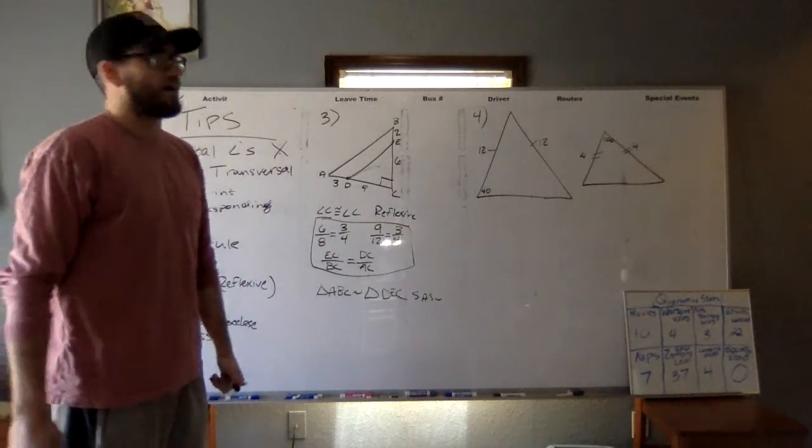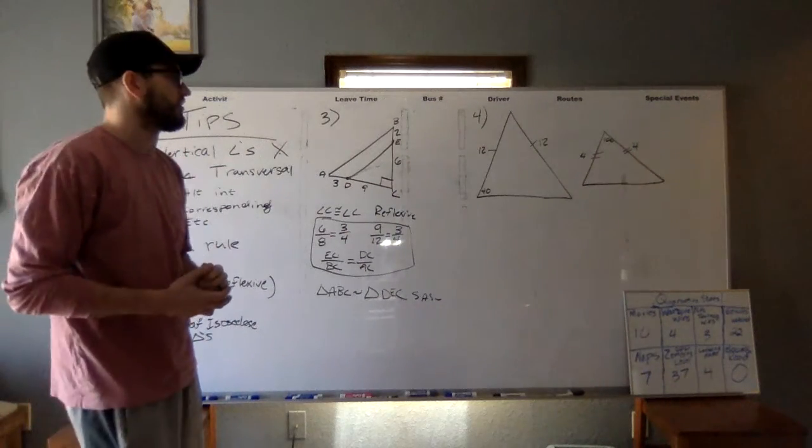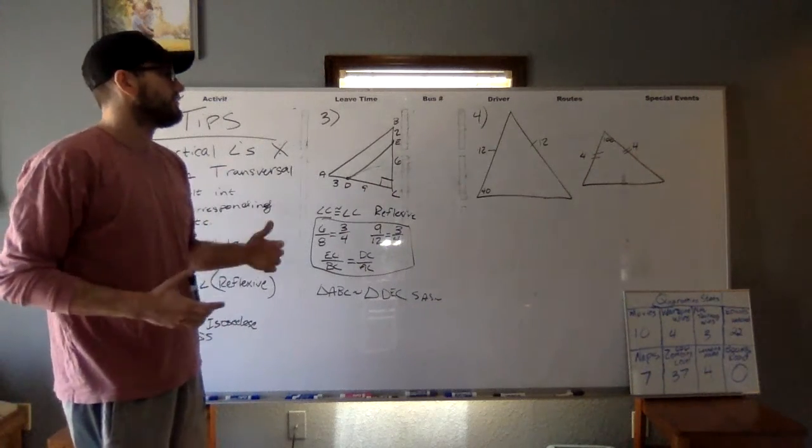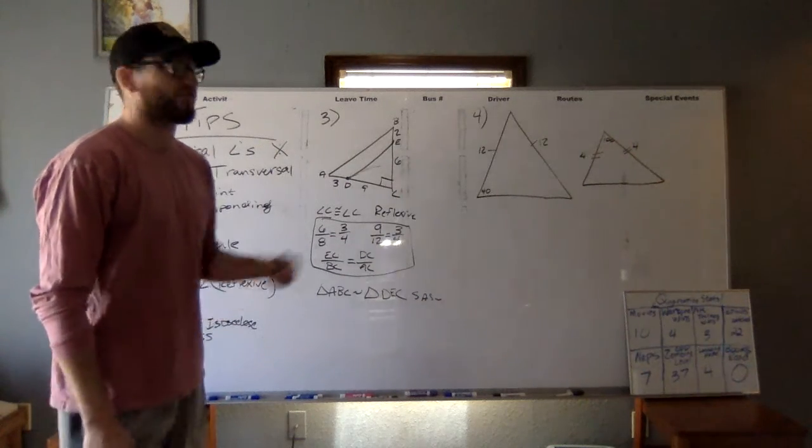Okay? Last one, number 4. I see here I have markings. Ooh, it looks like I have two triangles that have two sides that are congruent to each other. Oh, that means I have an isosceles triangle.